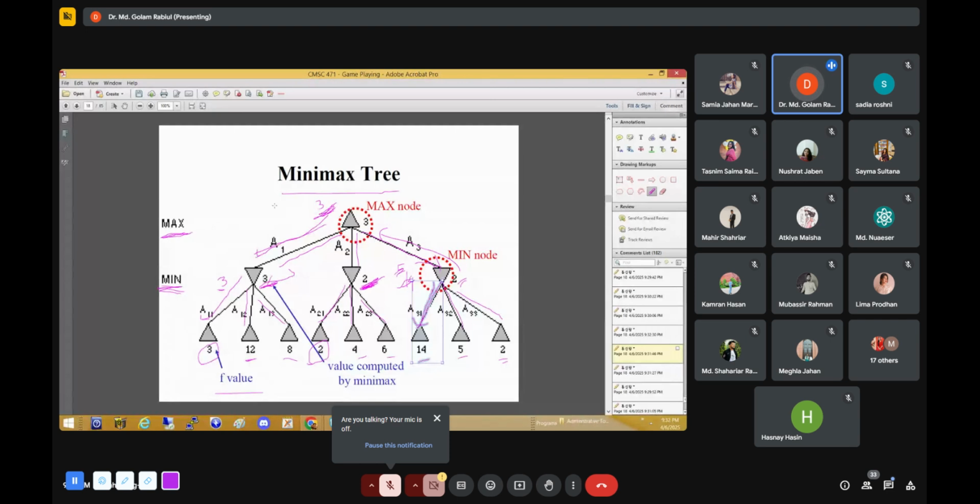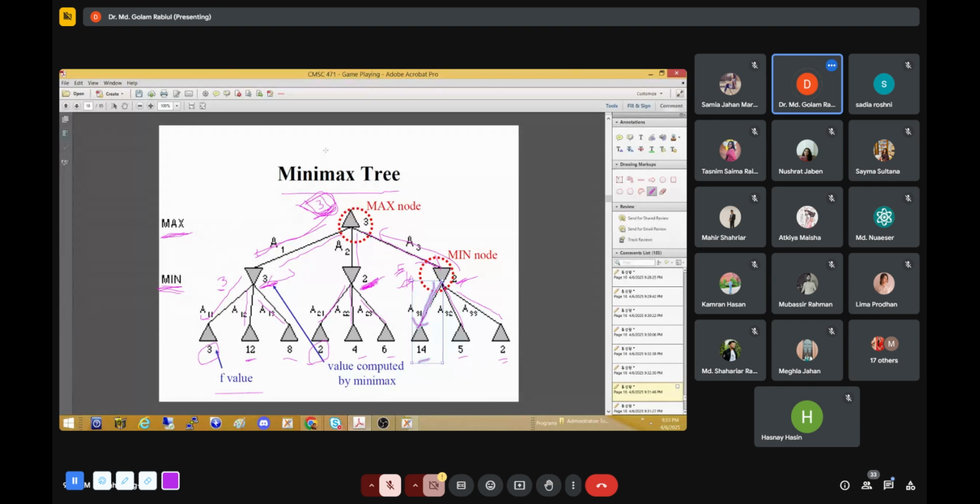And then we can see this is the max stage. And maximum already here is 3. And it will compare with these 2. Which one is maximum? It is between 3 and 2. 3 is the maximum. So we can see it will return the 3 here. That means from this minimax algorithm, it will get the 3 in the root node.